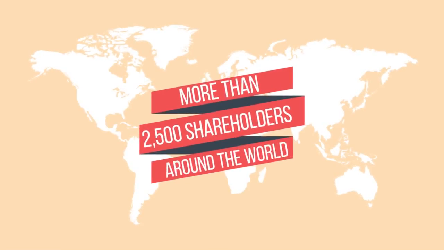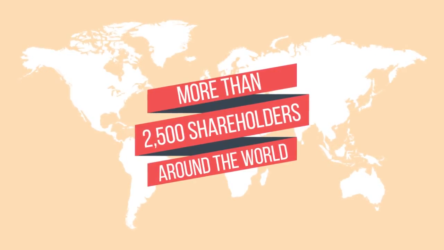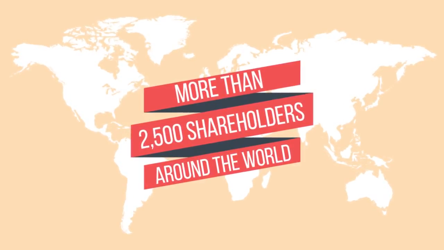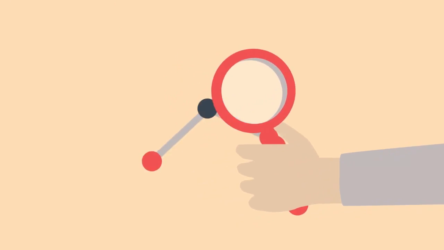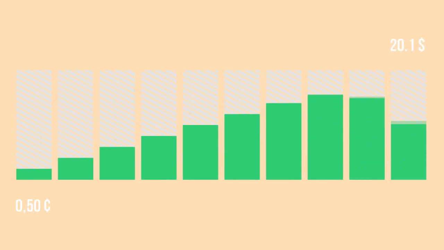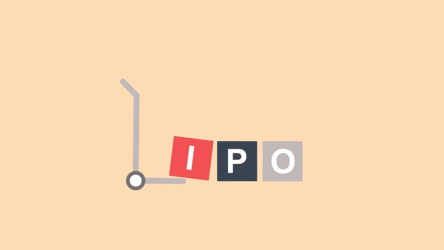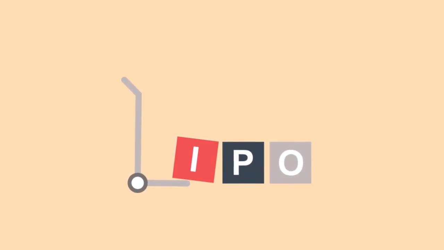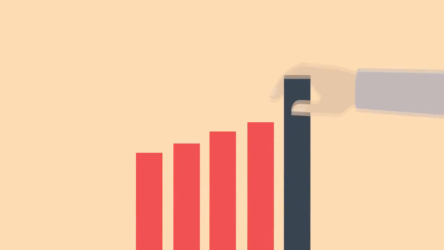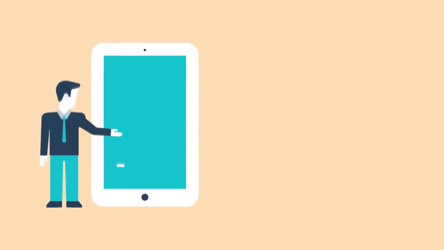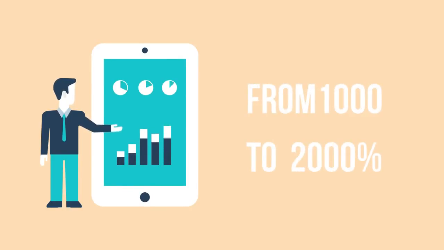Within 1 year from the start, the company attracted more than 2,500 shareholders from around the world and it's rapidly gaining momentum. The cost for one share for today has grown from 0.50 cents to $20.1. According to the forecast of independent analysts, when entering an IPO, the share price will exceed $80 and in the next 3 years it will exceed $2,015. And the cost of DAGRA's cryptocurrency will increase from 1,000 to 2,000% in 1 year.